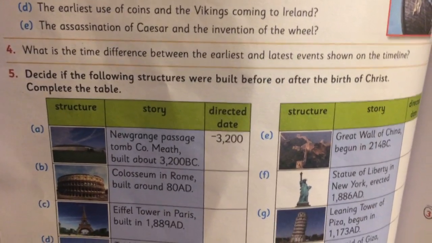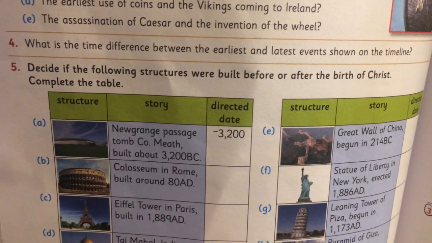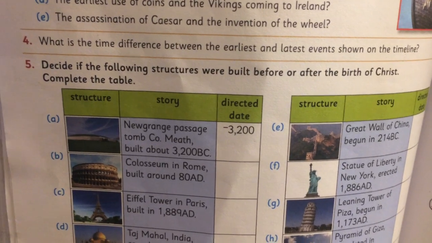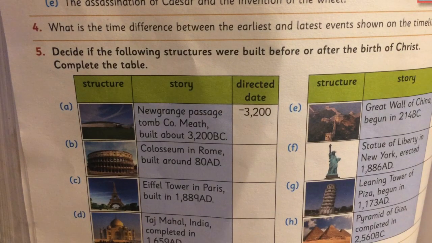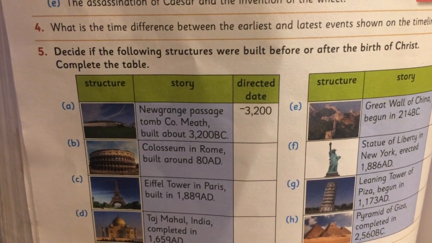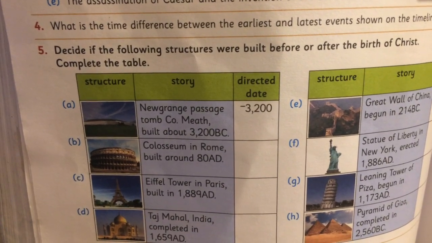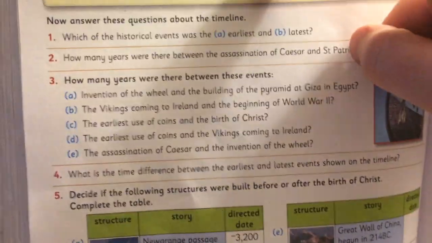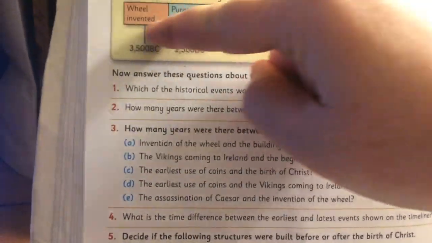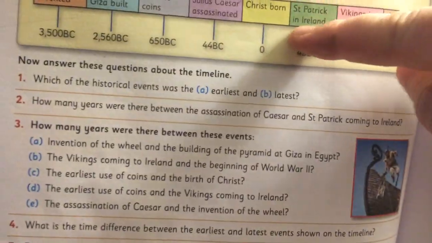Then when we go back down here, it says, discuss if the following structures were built before or after the birth of Christ. Complete the table. So Newgrange Passage Tomb, County Meath, built about 3,200 BC. We already discussed that BC is like the negative line, before Christ, and after Christ is considered the positive line.